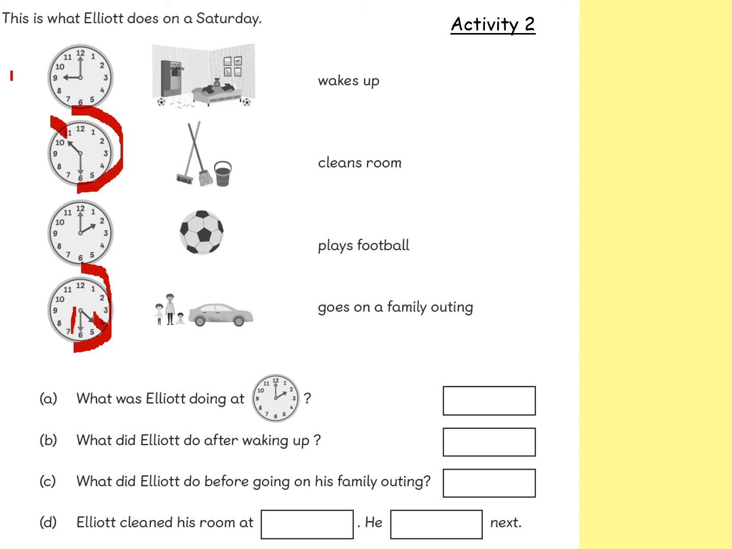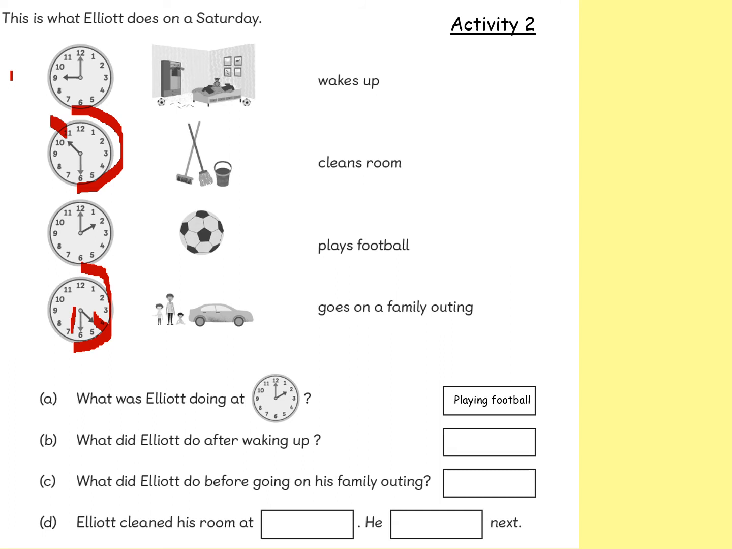The first question says, what was Elliot doing at 2 o'clock? Let's have a look at the clock. 2 o'clock. Okay, guys, you can have a go. If you've got the sheet, you can write it in. If not, have a careful look, and you can say what was Elliot doing at 2 o'clock. Because I can see that this clock says 2 o'clock, I'm going to look for another clock that says exactly the same. Oh, look, this one is 2 o'clock. It's the same, isn't it? The hands are in the same position. And he plays football. So at 2 o'clock, he was playing football.